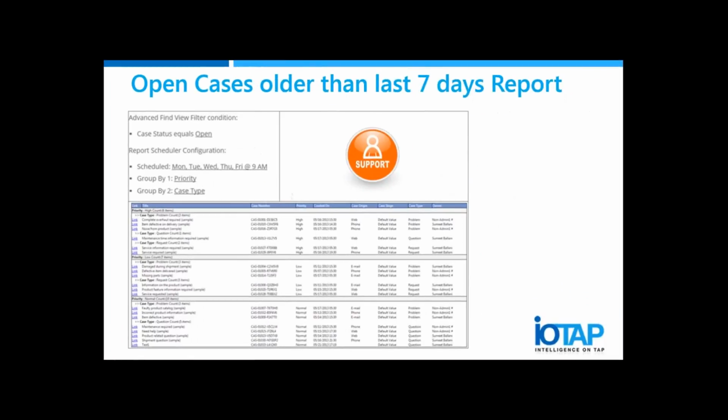The next one that you see is a service related report. So this is basically showing you all the cases which are open since last 7 days. So they need to be actioned out. So this could be something that can be sent every weekly to the service manager. So if there is any escalation needed, then this could be done. This has two groupings. The first is it is grouped by priority, and then the second it is grouped by the case type.